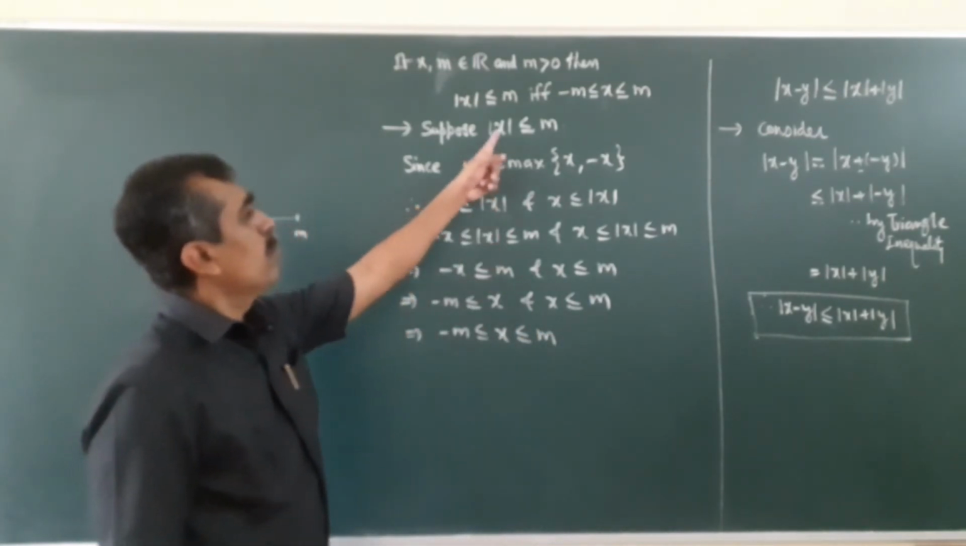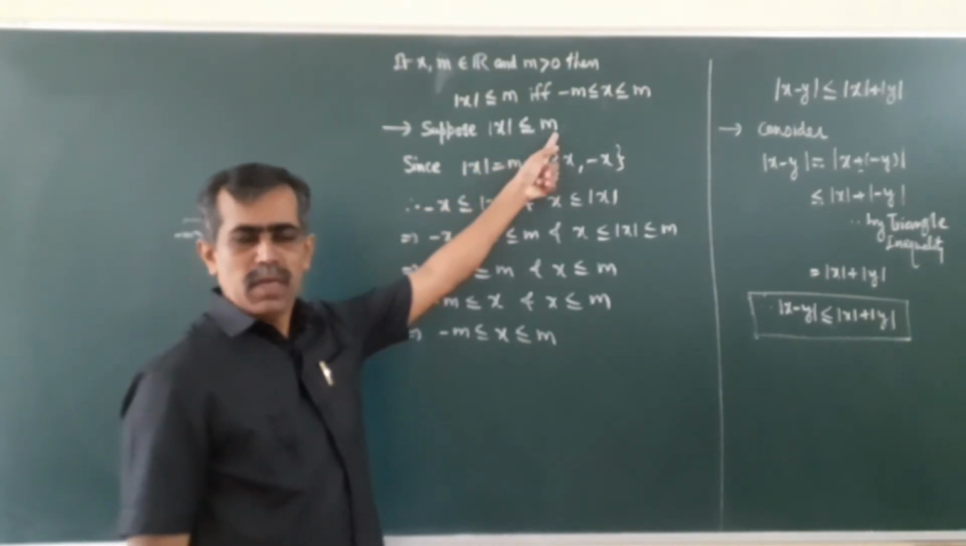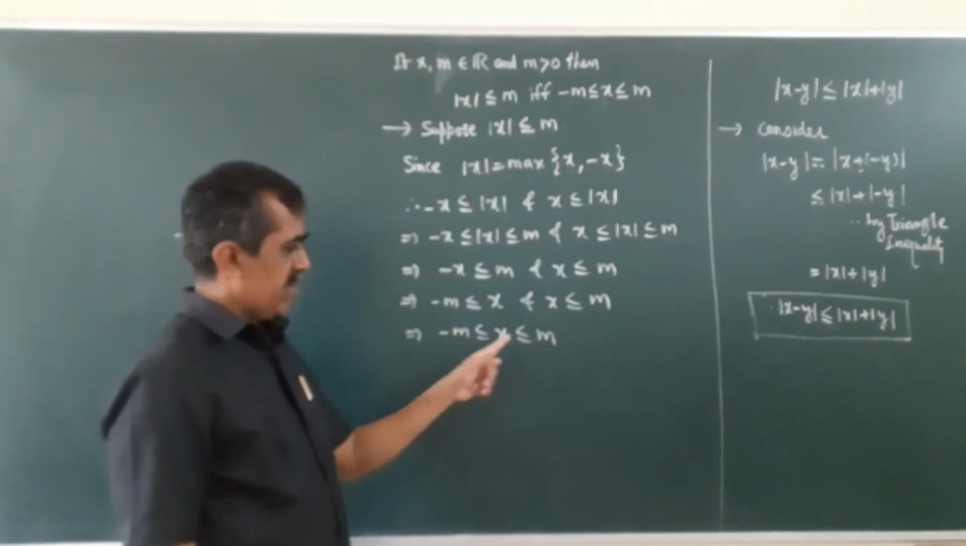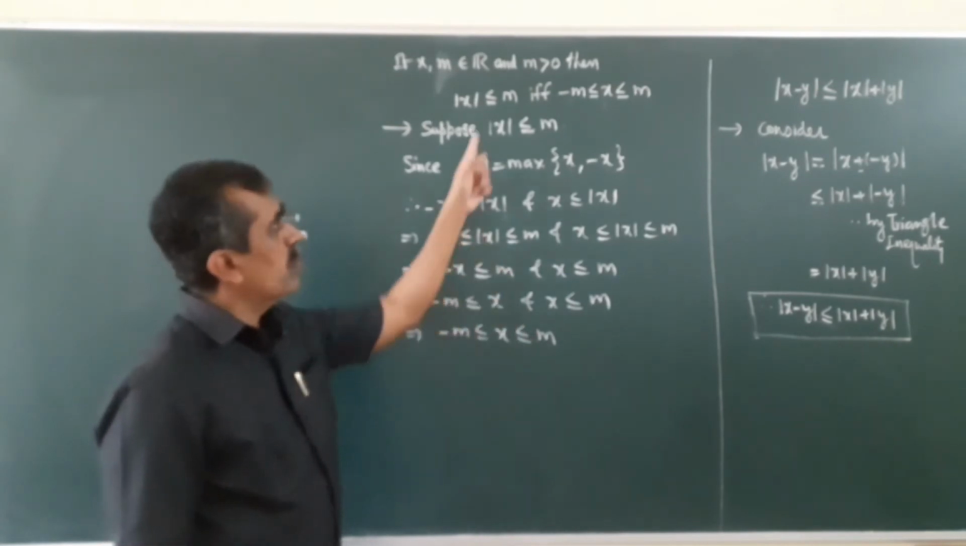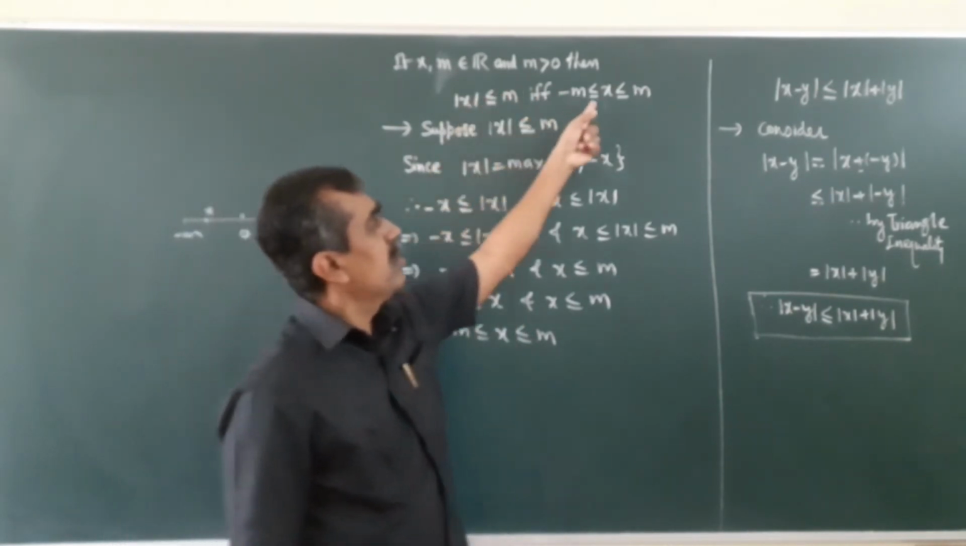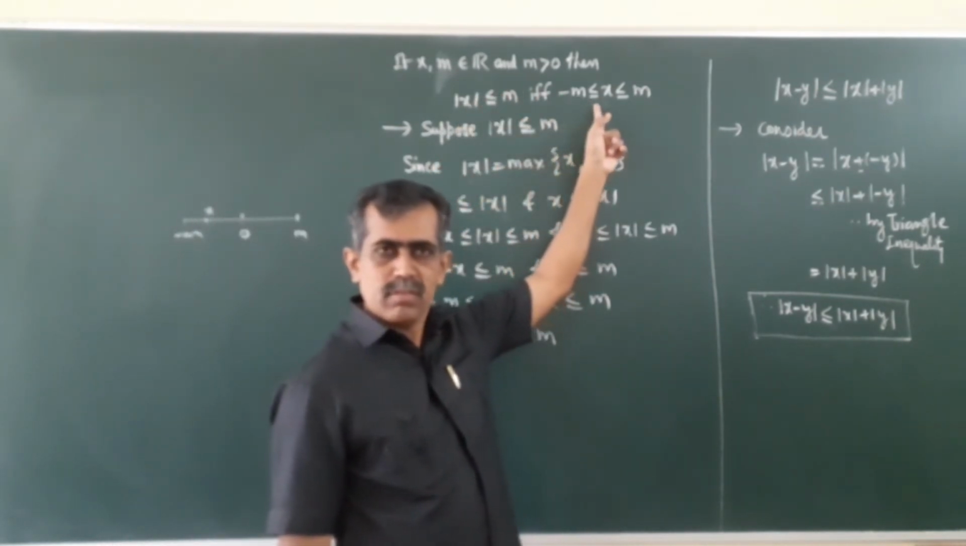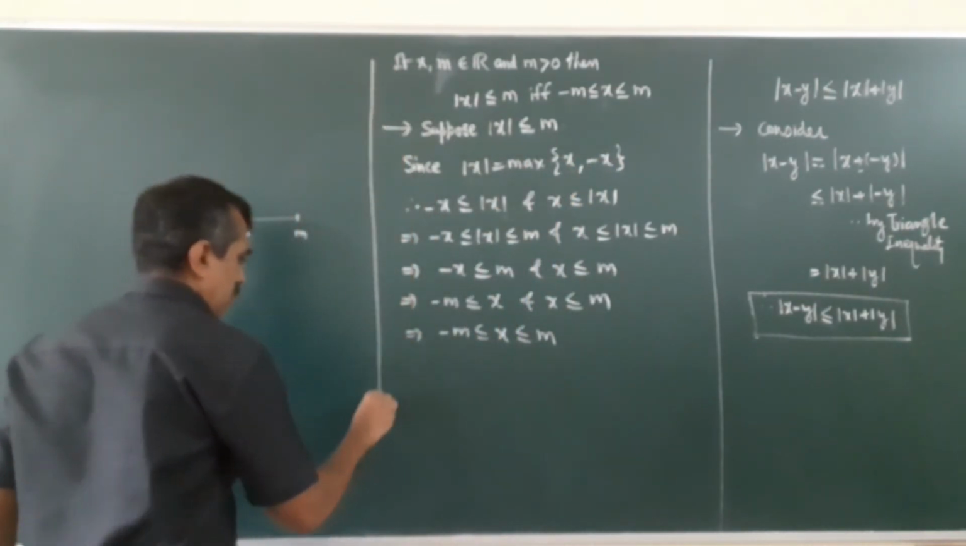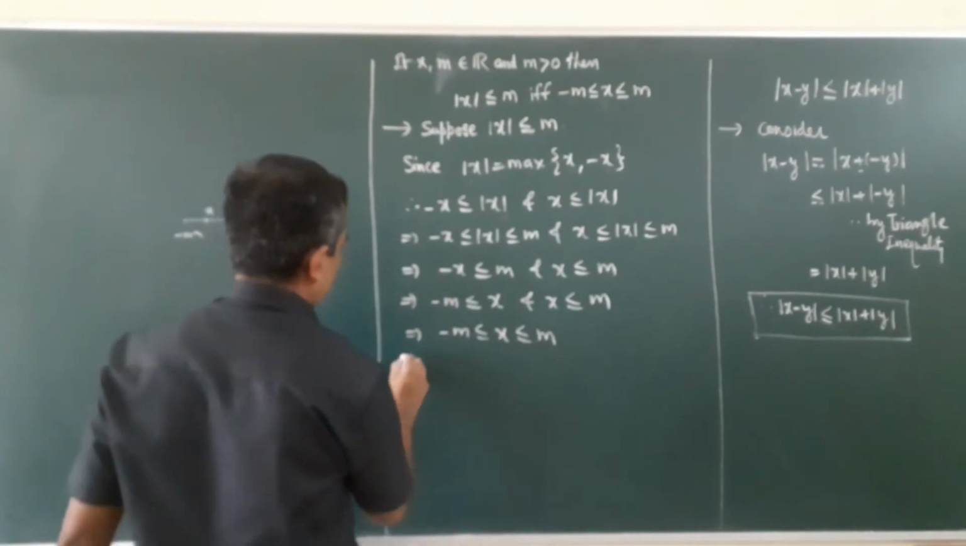Therefore, if mod x is less than or equal to m, then x lies between minus m and plus m. So that is one part. Suppose this, and I have proved this, right? Now start with the converse.